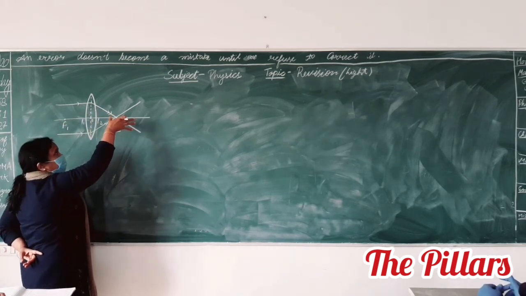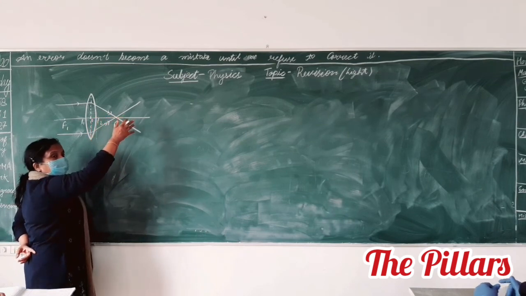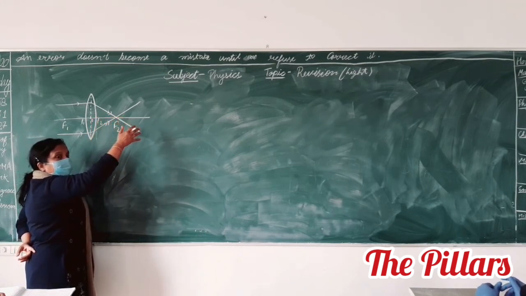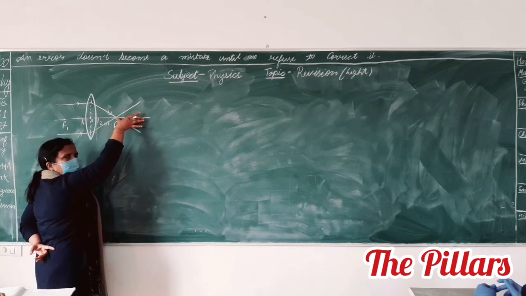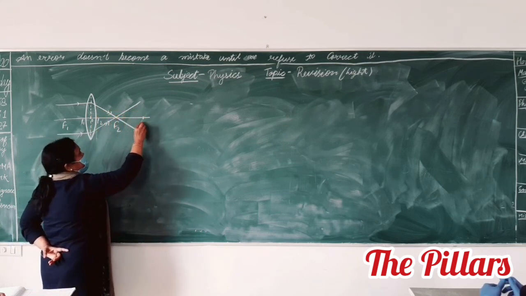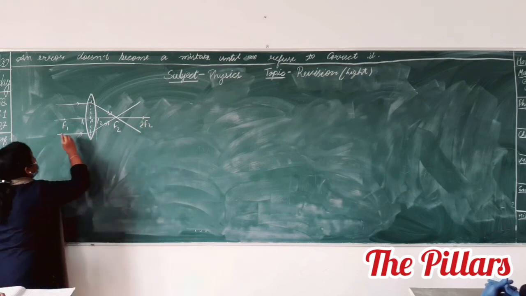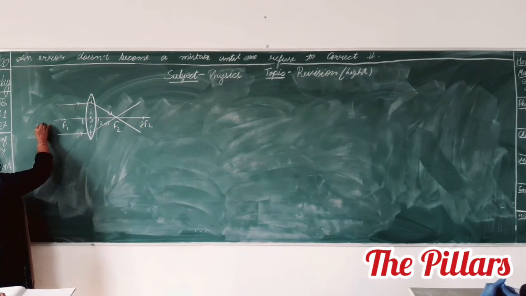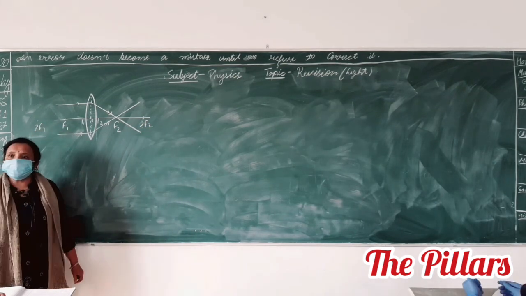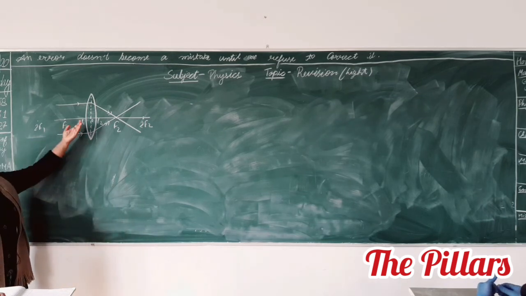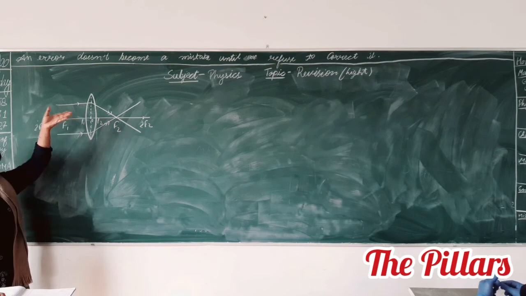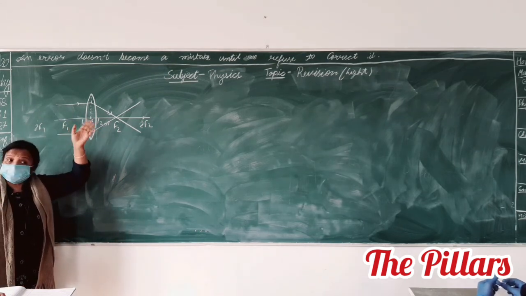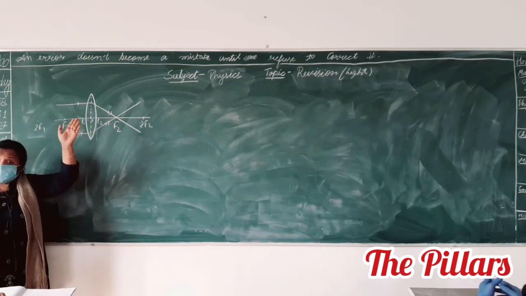And while you draw the ray diagrams, we also mark 2F2, isn't it? What is the meaning of 2F2? If this is F2, then here is 2F2, and here what will you write? 2F1. Why is it that OF2 and OF1 are the same? Because the medium on both sides of the lens is the same. This is the reason why.